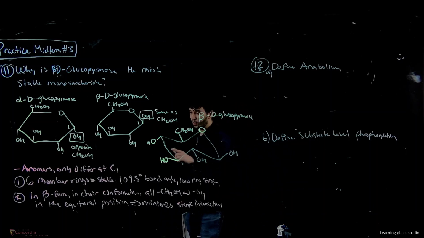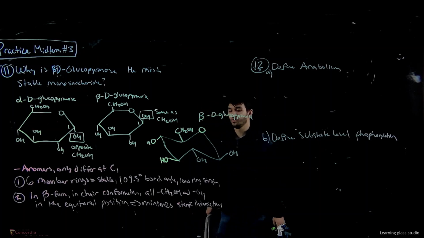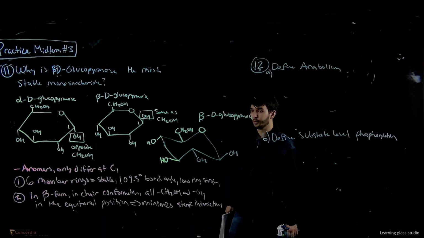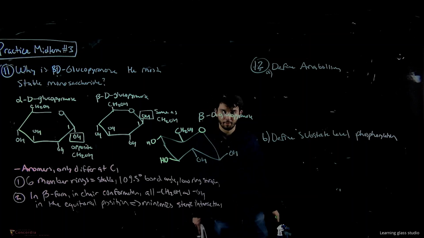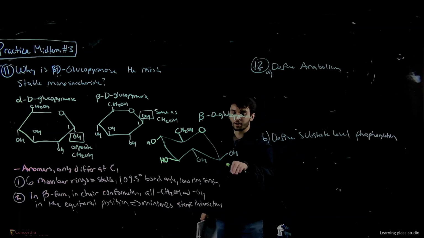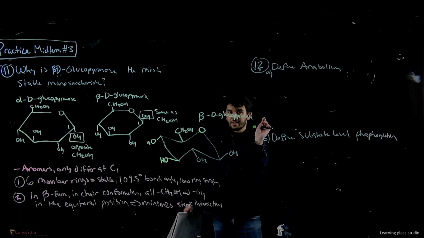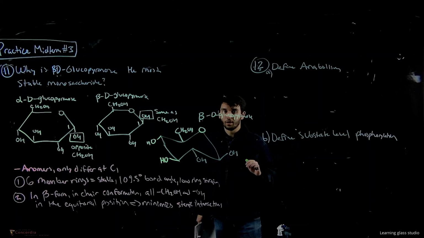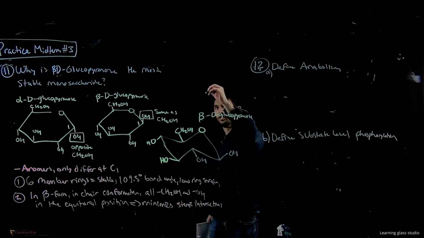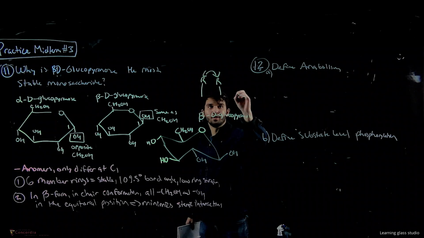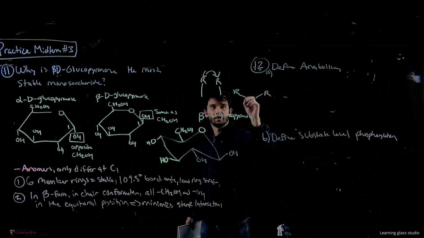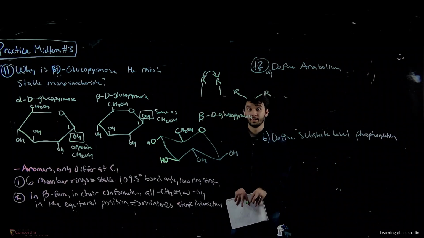Second, in the beta form, in the chair conformation, all CH2OH and OH are in the equatorial position. So remember, axial position would be going straight down or straight up from a carbon, but equatorial positions are kind of going off to the side, so they're extending off of it. When you have them all in axial position, like you have an R group and an R group, you get steric interactions. But when you have the R groups in equatorial, you don't have the same steric interaction because they're farther apart.